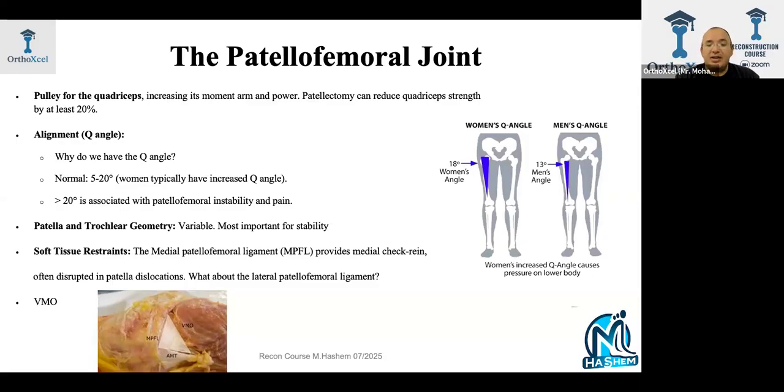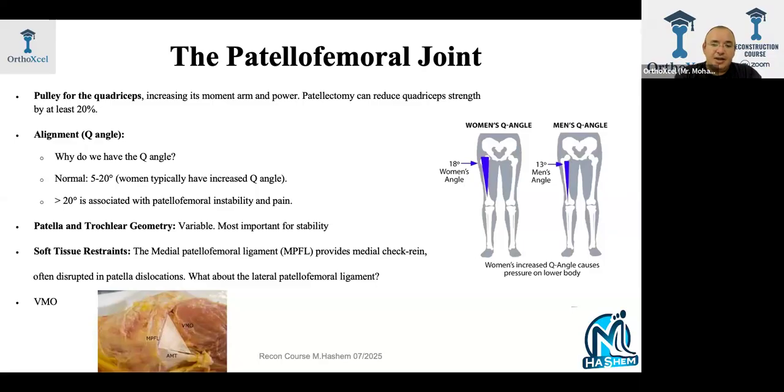What's the normal Q angle? The normal Q angle is about 5 to 20 degrees and is different from male to female. In females, it's more because normally the pelvis of the female is trefoil, a triangular pelvis. So the anterior superior iliac spine is far lateral, and if you draw a line from that far lateral point to the patella and from the patella to the tibial tuberosity, the Q angle will be bigger in females because of the trefoil triangular pelvis.